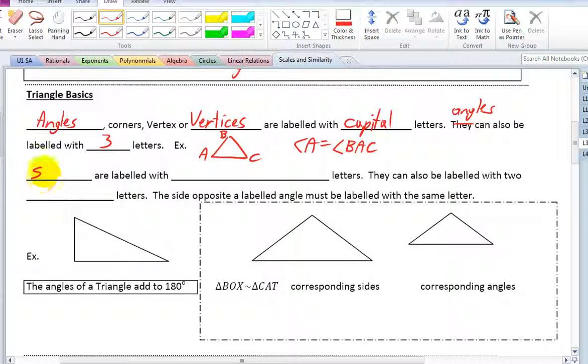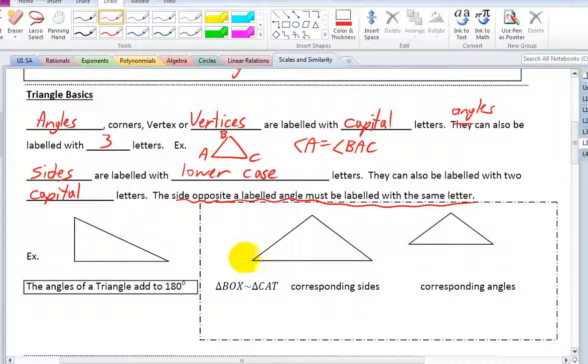Sides are labeled with lowercase letters. They can also be labeled with 2 capital letters, so you have a variety of ways of describing the sides. Now the side opposite an angle must be labeled with the same letter.